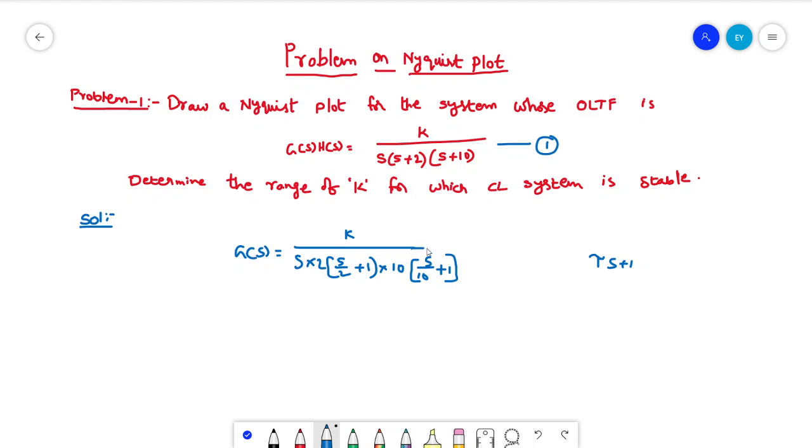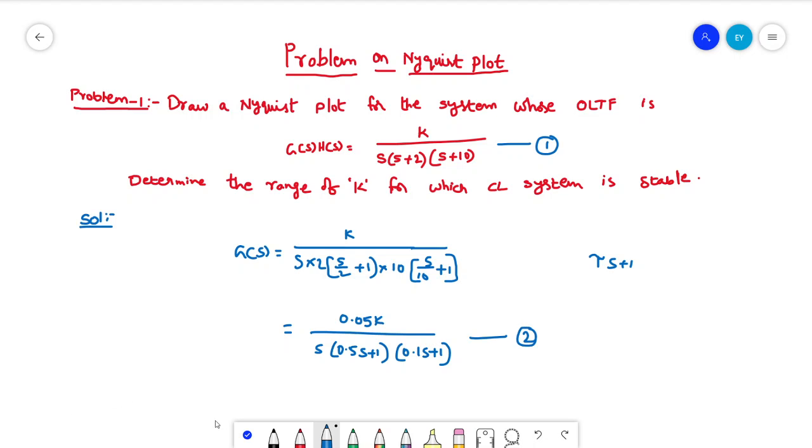This is how the transfer function converts, and once we take out 2 and 10, we send that part into the numerator. So it becomes 0.05 K divided by s into 0.5 s plus 1 into 0.1 s plus 1. Let us consider this as equation 2.